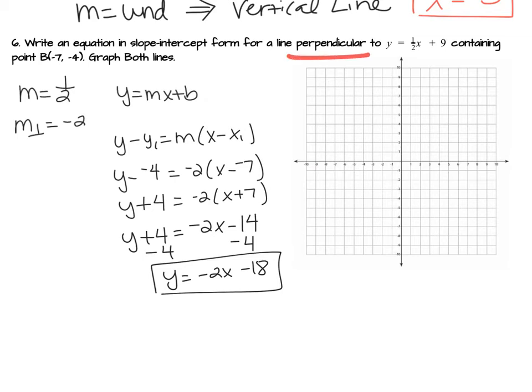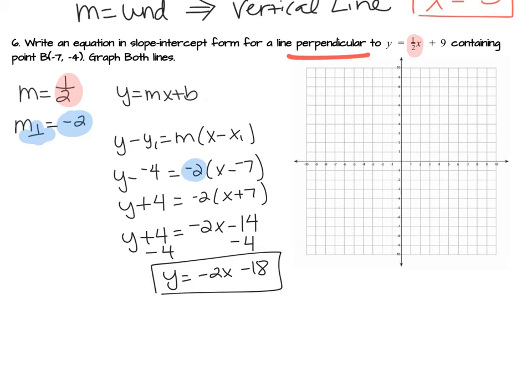So we want our slope to be perpendicular to this. And so our original slope is 1/2. Therefore our perpendicular slope will be -2 because it's the opposite reciprocal. So that's our slope that we'll use for our function.